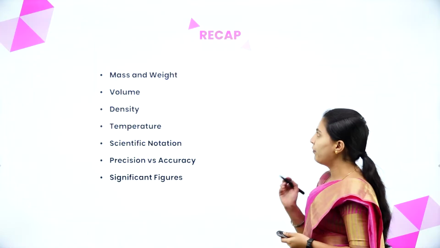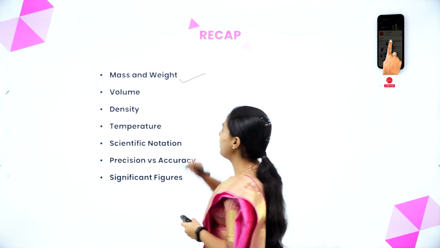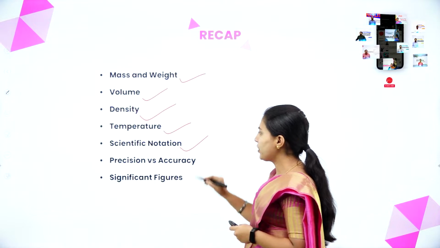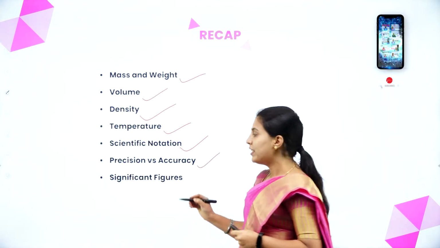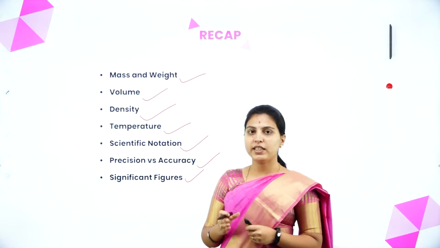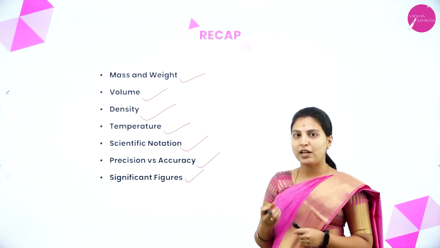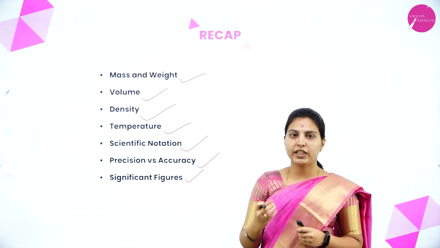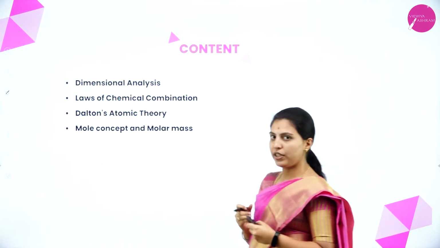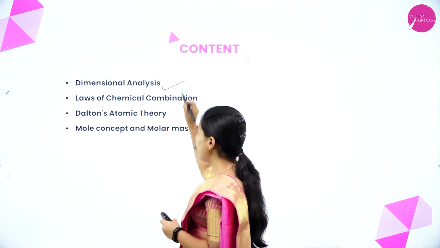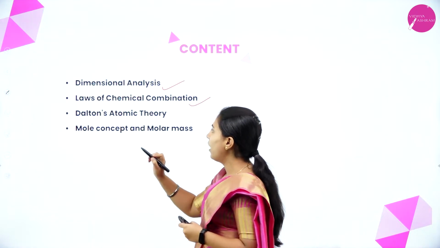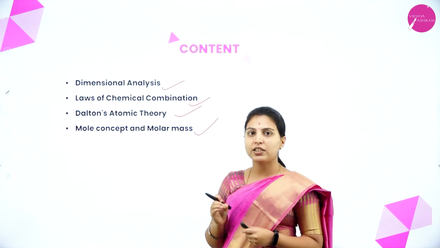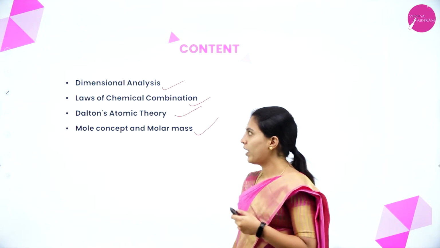In the last session, we discussed mass and weight, volume, density, temperature, scientific notation, precision versus accuracy, and significant figures. We discussed these with the calculation part also, and how to calculate significant figures with its rules. In this session, we will discuss dimensional analysis, laws of chemical combinations, Dalton's atomic theory, the mole concept and molar mass. These are the concepts we are discussing today.